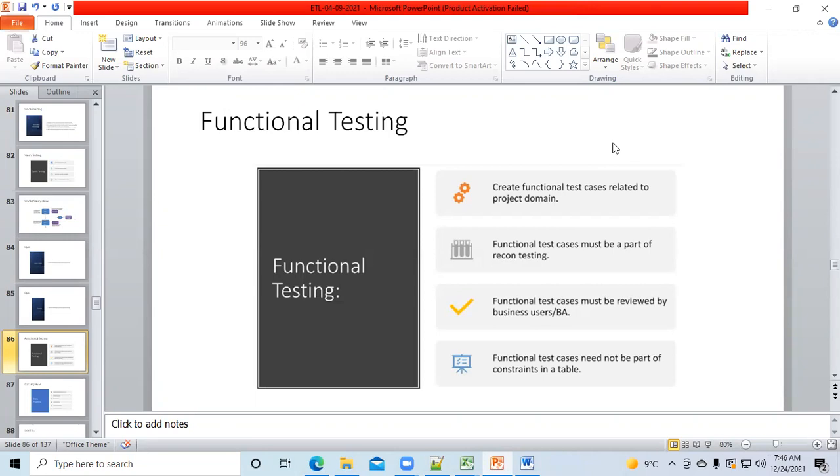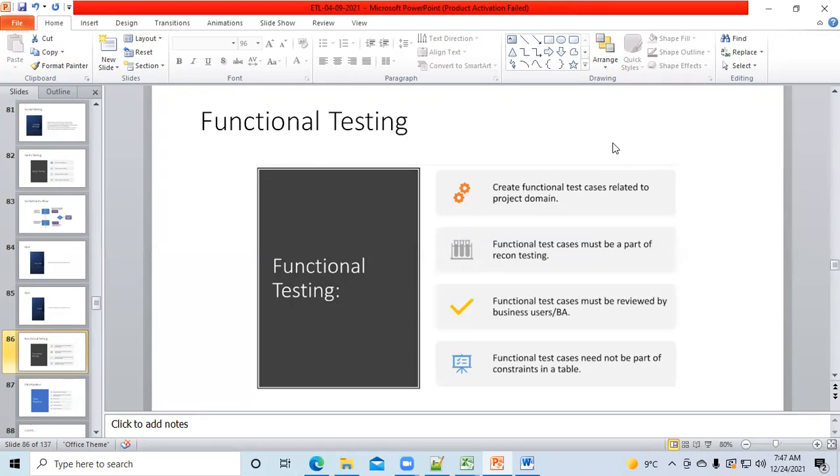Functional testing is that you should know how the business is performing, how it is behaving. Suppose, for example, on a particular day some transaction happened and the profit was 100 rupees. Next day, the profit is 1000 rupees. That is not possible, that the profit suddenly increases by more than 1000%, right? So these are the basic things the functional testers will test.